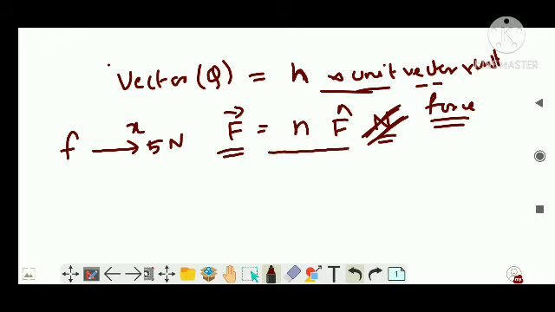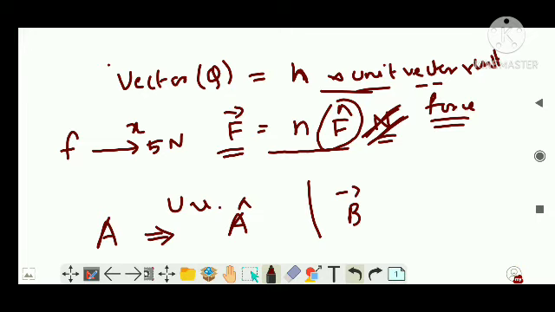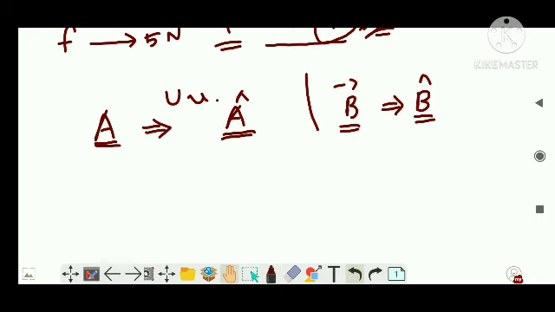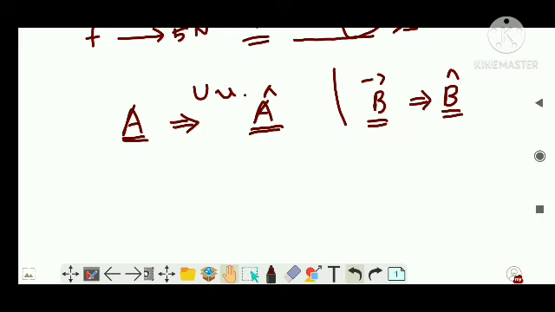So you would ask, what is this? Unit vector representation: if you have a vector A, its unit vector is A cap. If you have vector B, its unit vector is B cap. So B vector will have B cap as unit vector, A will have A cap as unit vector. Clear? So that means I can say that this A and this A are both in vector form itself, so both will have direction. That you have to keep in mind.